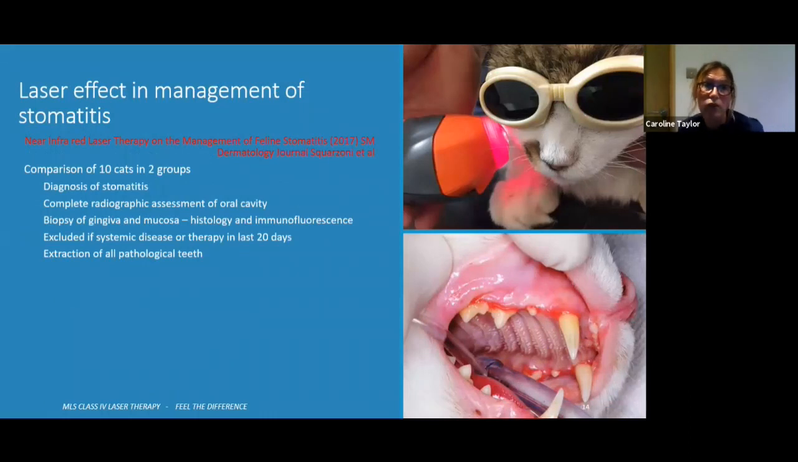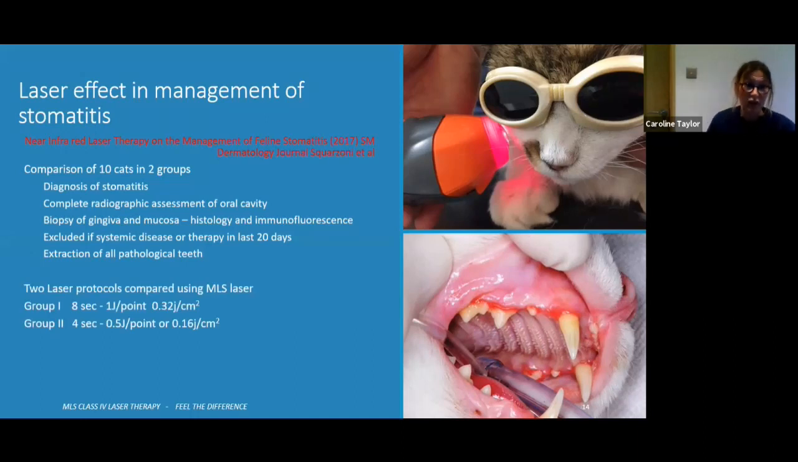So there's been a recent study to compare, and unfortunately just a small number of cats were used. They had been diagnosed with stomatitis, they had complete radiographic assessment of the oral cavity plus biopsy both before and after the laser treatment, and that was looked at with histology and immunofluorescence. There was exclusion if there was any systemic disease or any other treatment, including antibiotics, in the last 20 days. And all the teeth were extracted. So they looked at 2 different protocols, and I can go through that again.